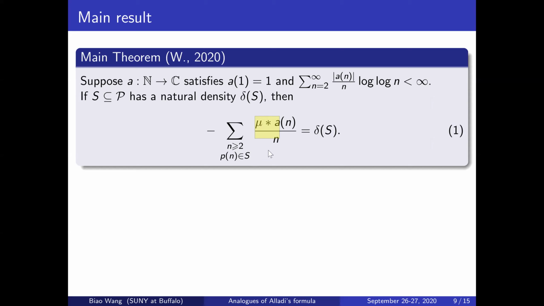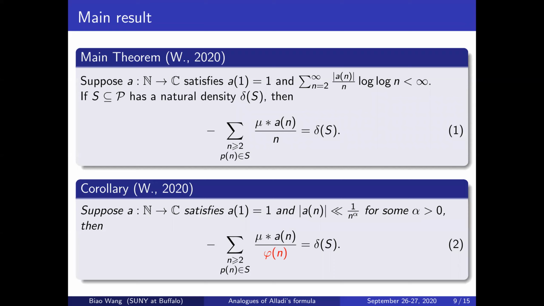So now, a good thing is we can prove the following corollary. Under a weaker condition, we can replace the denominator n in Alladi's formula by phi of n. Phi is the Euler totient function.